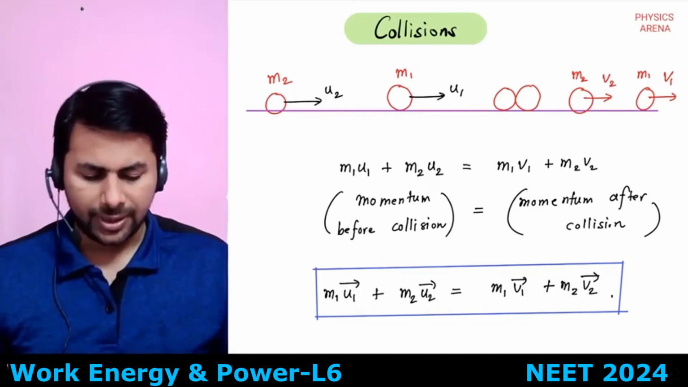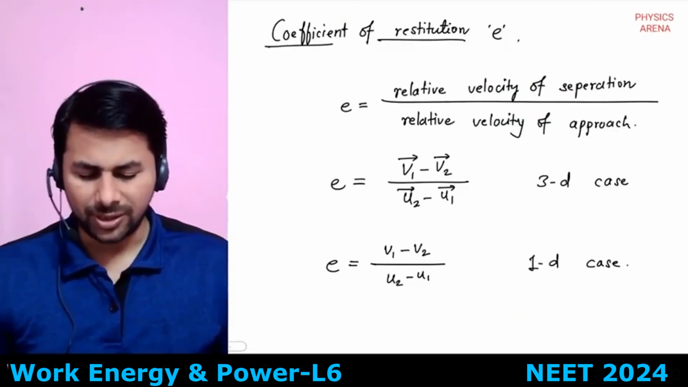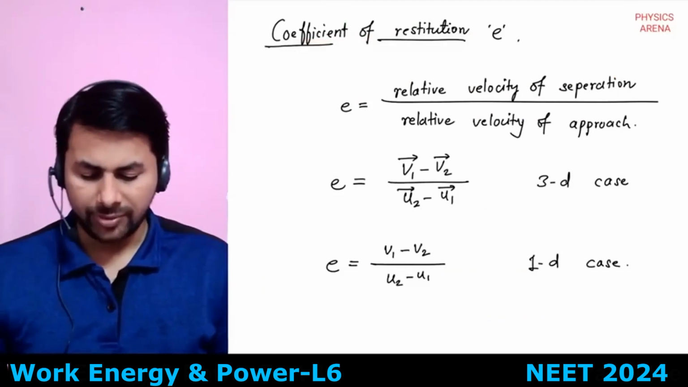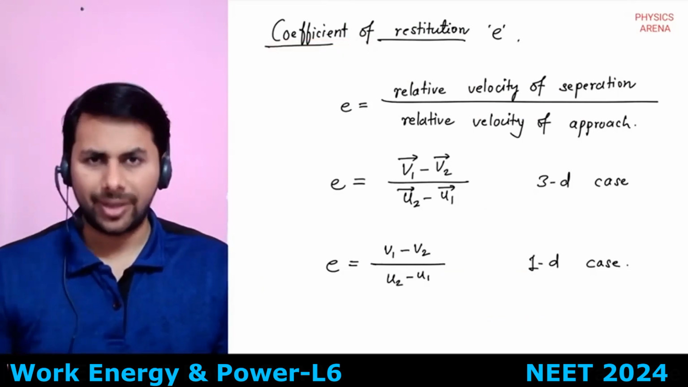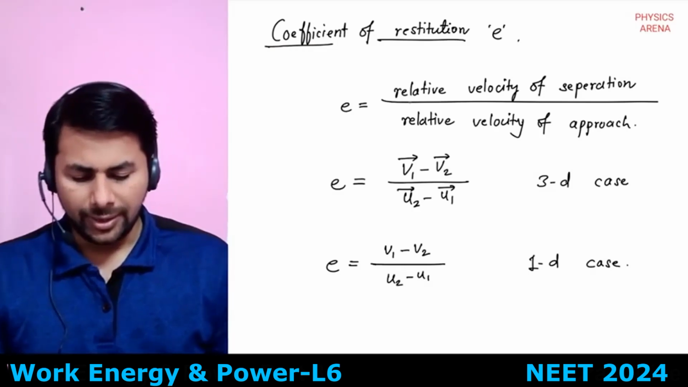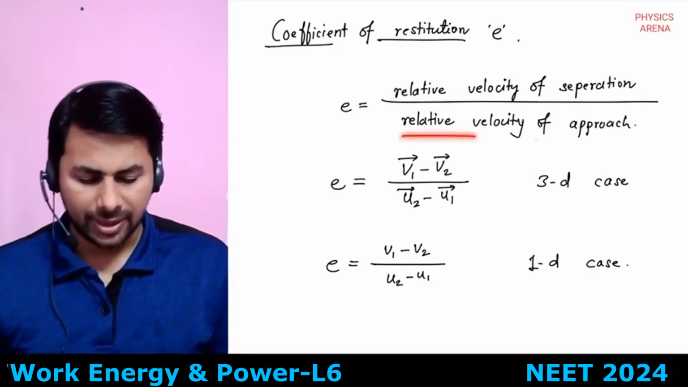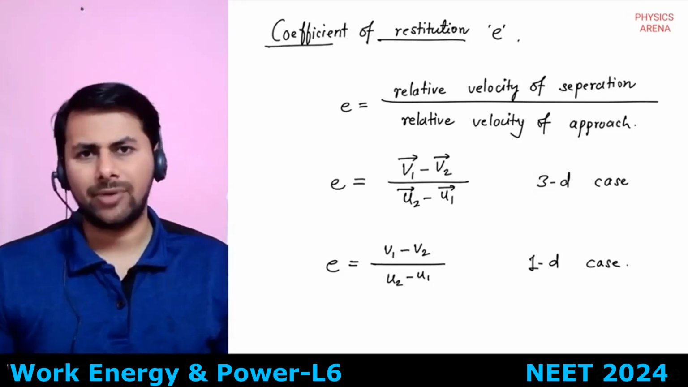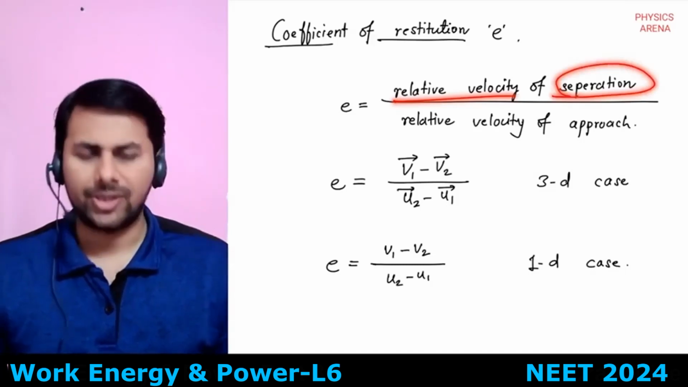After that, there are some things that we need to remember in case of collision. One term is known as the coefficient of restitution. It is denoted by e generally, and it is defined as the relative velocity of separation divided by the relative velocity of approach. So what is relative velocity? Relative velocity is the velocity of one body minus the velocity of the second body.